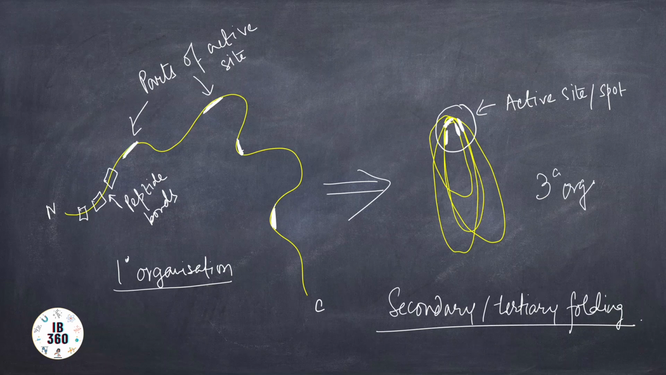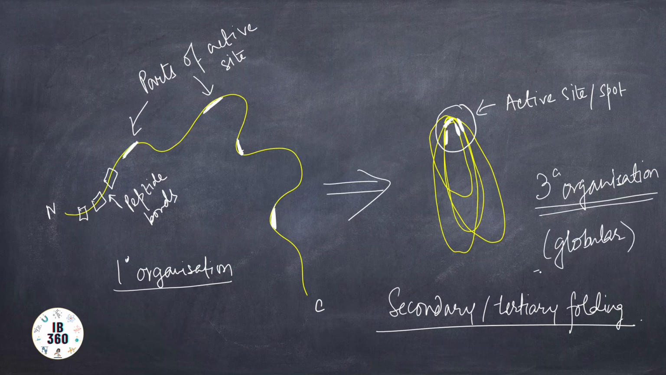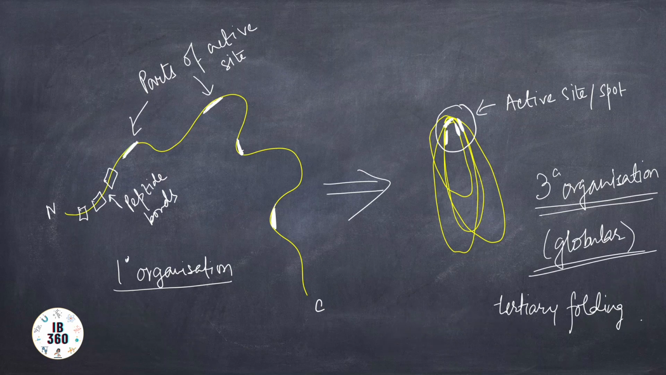And we know enzymes are globular proteins, not fibrous, so they must have a minimum of tertiary organization. So let's call this a tertiary folding strictly, not a secondary folding. In many books they have written secondary folding, but it would be most appropriate to call it a tertiary folding. Okay, so this is the active site I was talking about.